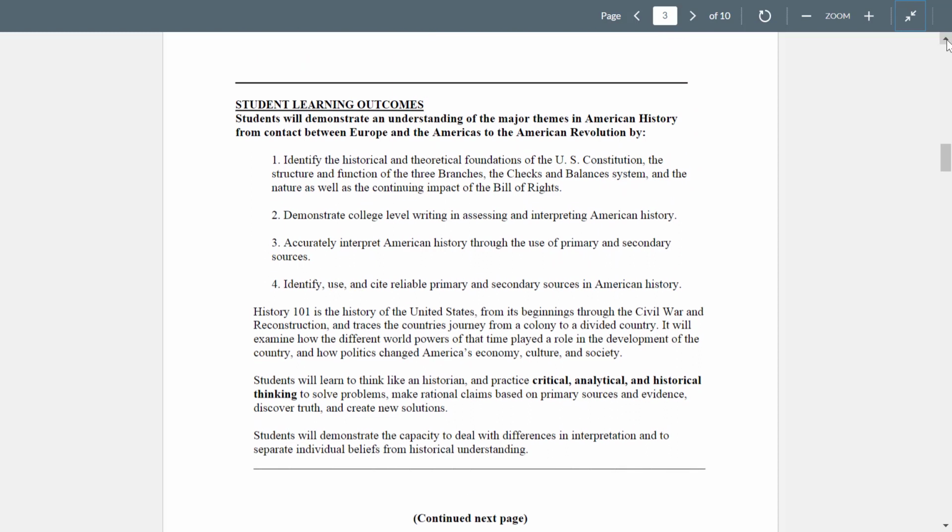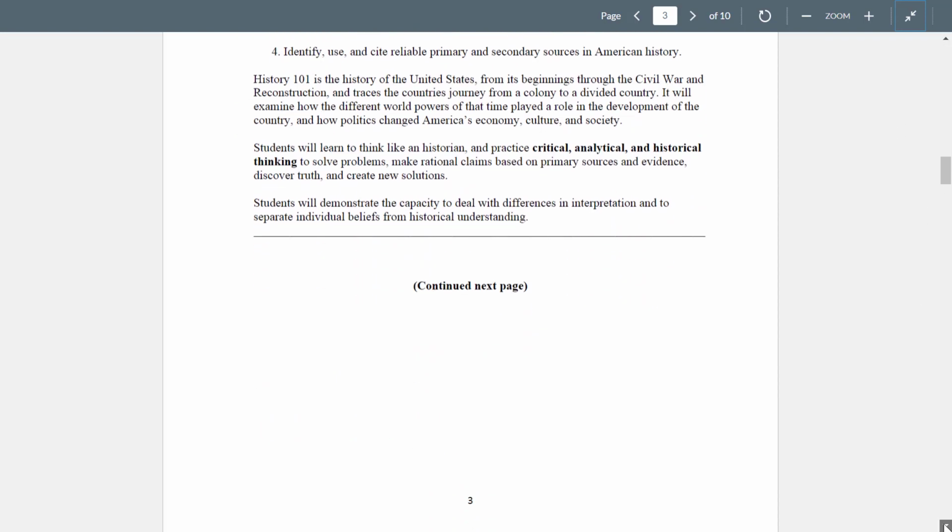Student learning outcomes, very important that you understand what these are. This is what the campus itself expects me to teach to you overall. So when you get out of this class, you'll be able to do these four things. So please read this in its entirety.